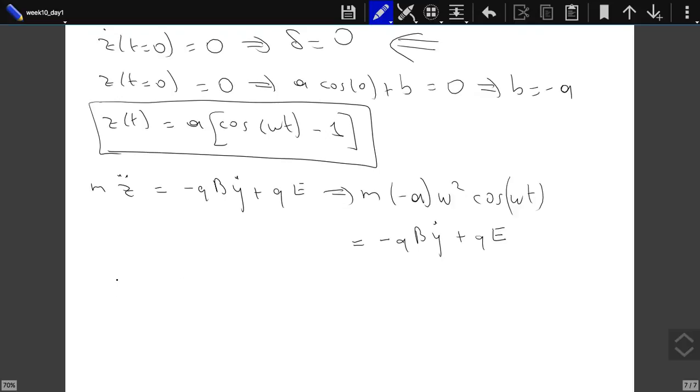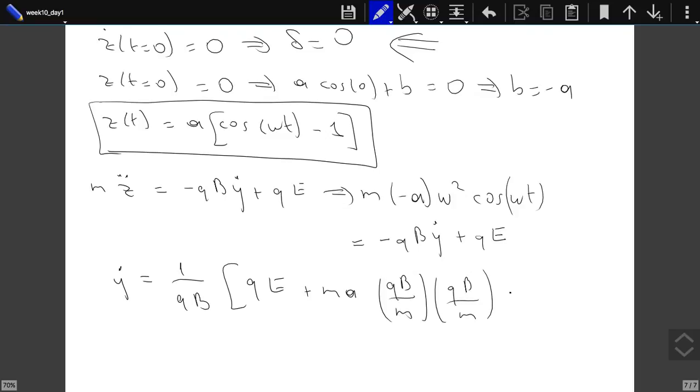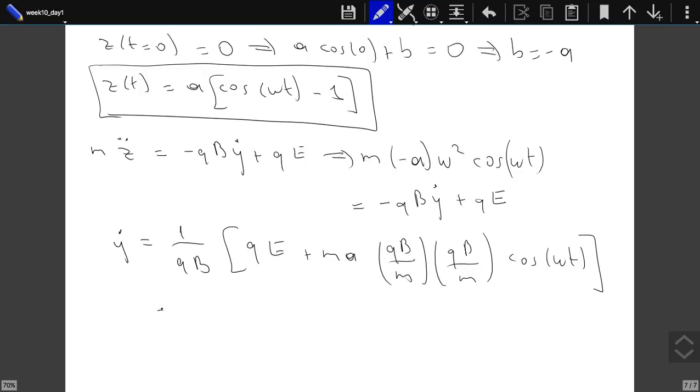So let's just simplify it a bit. We have y dot is equal to 1 over Q times B, Q times E plus M times A omega squared, where QB over M is squared, two of them, times cosine omega t. This is y dot. Well, let's open up the parentheses. This is E over B plus A. One of the QB over M's is cancelled. A omega cosine omega t.